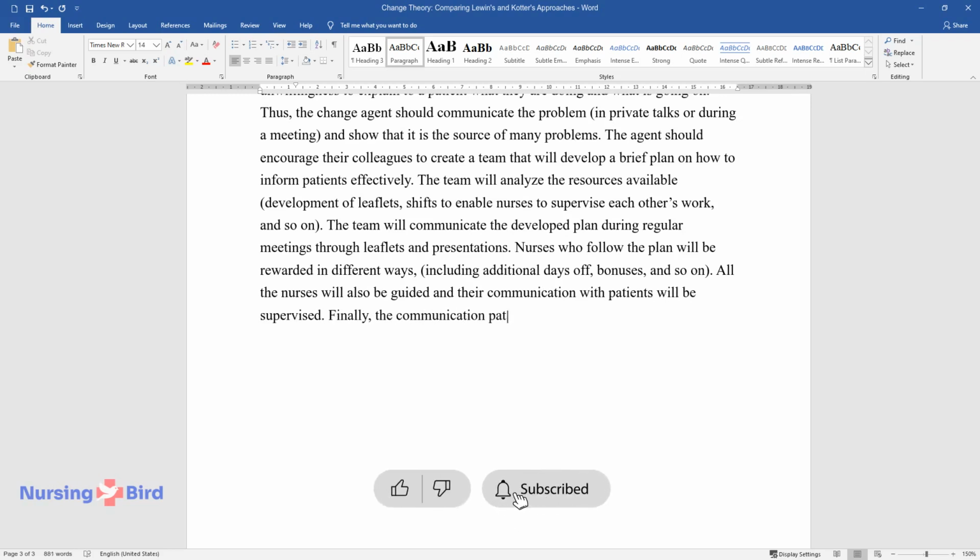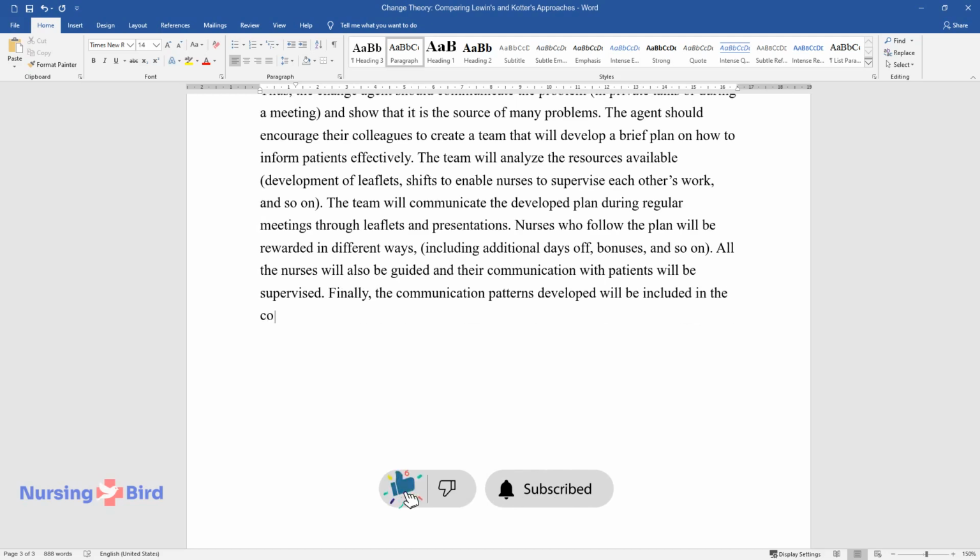Finally, the communication patterns developed will be included in the Code of Conduct and other documents associated with norms and rules.